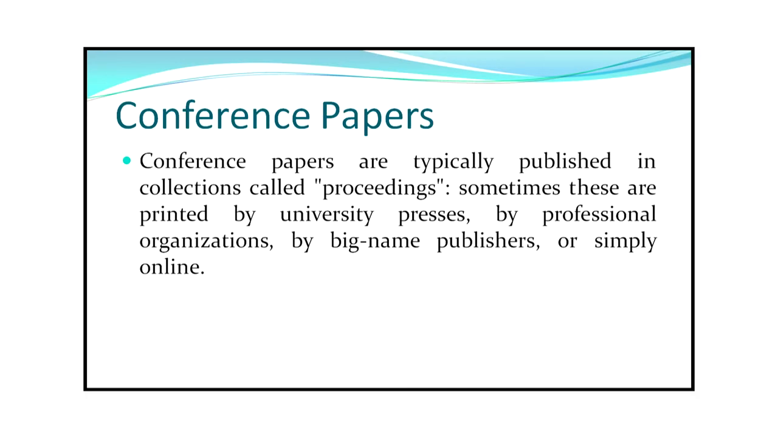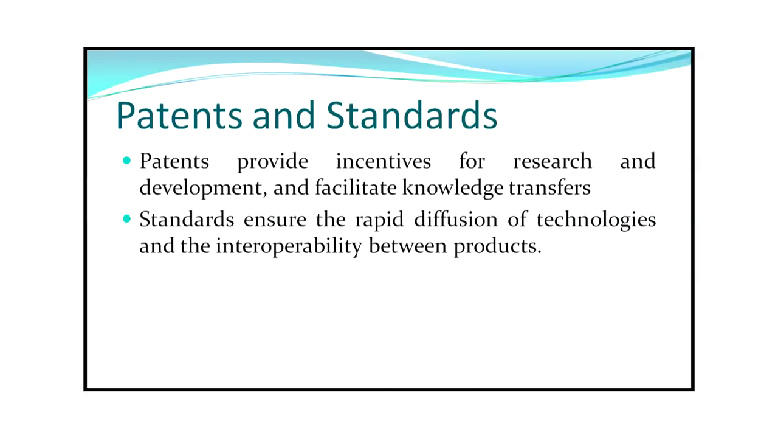Conference papers are typically published in collections called proceedings. Sometimes these are printed by university presses, by professional organizations, by big name publishers, or at times organizers of the conferences simply put conference papers online. We have patents and standards. Patents provide incentives for research and development and facilitate knowledge transfers. Standards ensure the rapid diffusion of technologies and the interoperability between products.